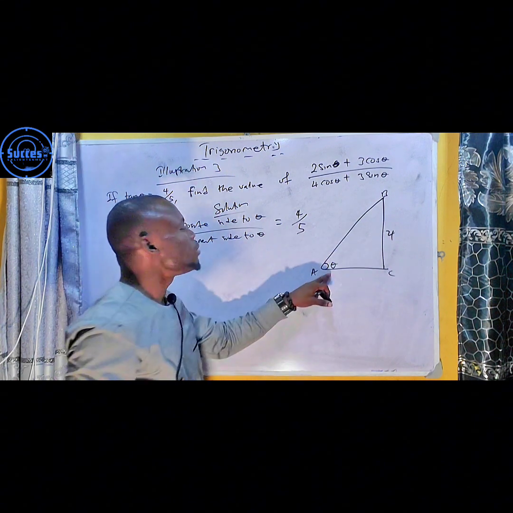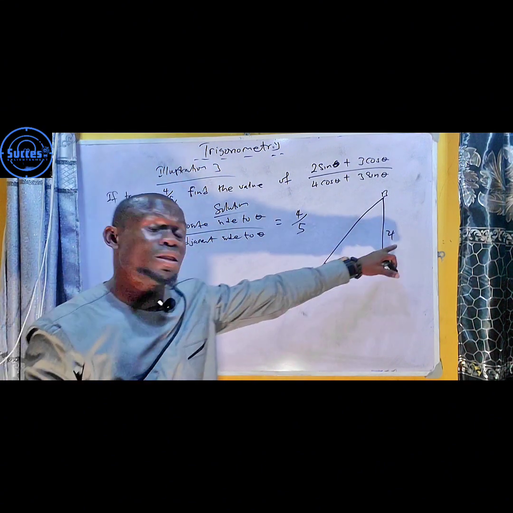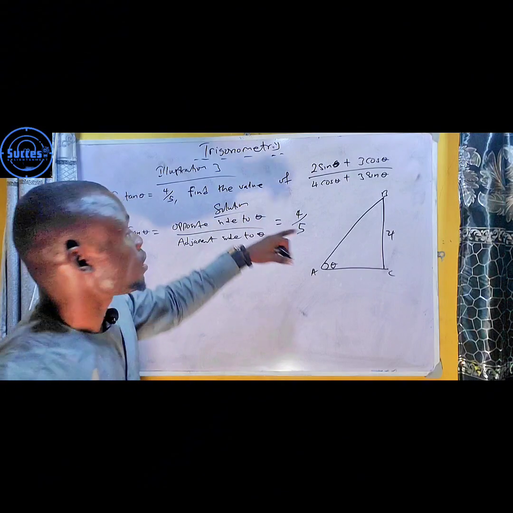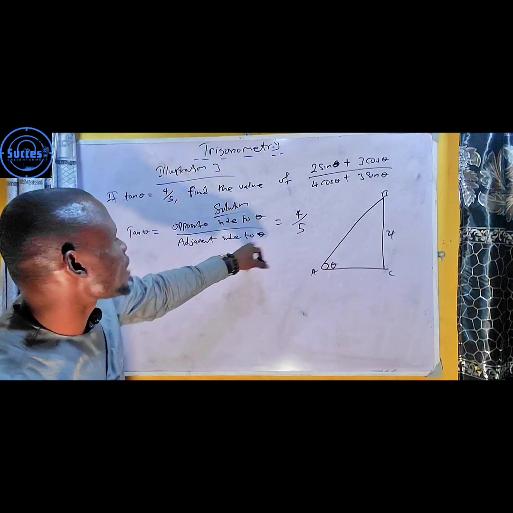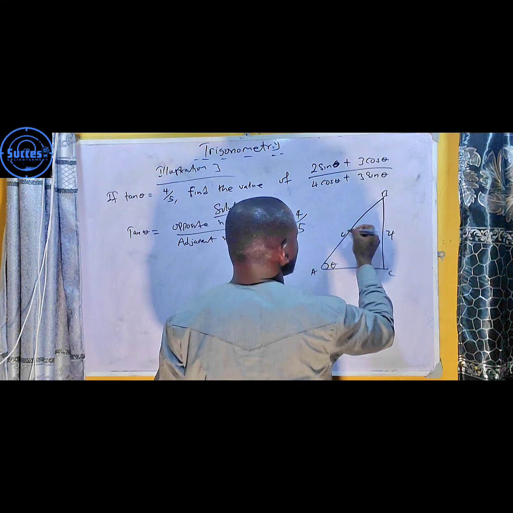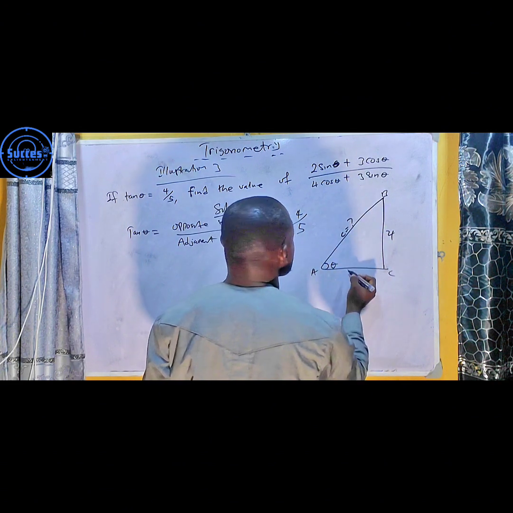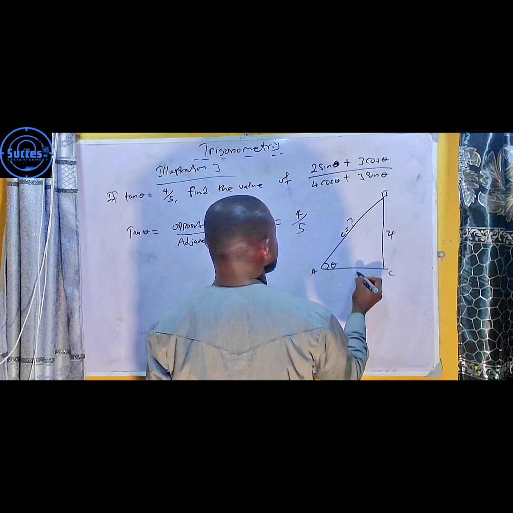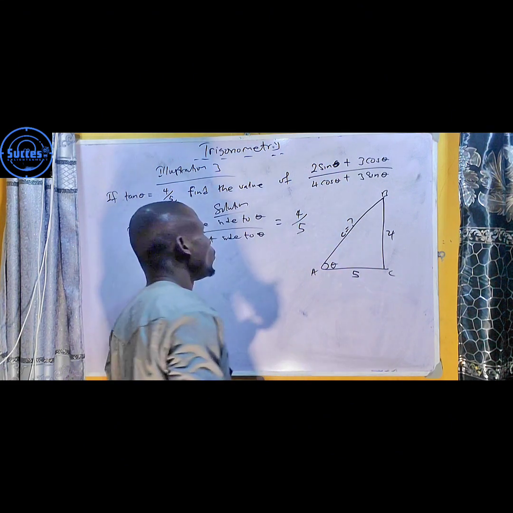Here we are dealing with the opposite side to what? Theta. And that's why the side theta is very, very important. Now the adjacent side to theta will be what? Will be 5. This is the adjacent side, and this is the hypotenuse, which is unknown.